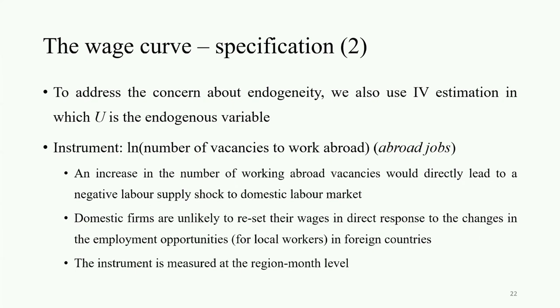To address the concern about endogeneity, we use IV estimation in which the unemployment rate is the endogenous variable, and we use the number of vacancies to work abroad as the instrument. The idea here is that if there is an increase in the number of working abroad vacancies, that would lead to a negative labor supply shock to the domestic labor market and hence affect the local unemployment rate. However, the domestic firms are unlikely to reset their wages as a direct response to the increase in the number of working abroad vacancies. Our instrumental variable here is measured at the region-month level.